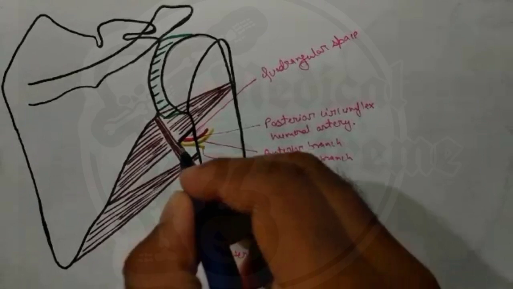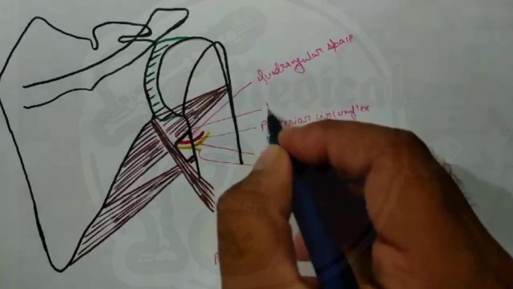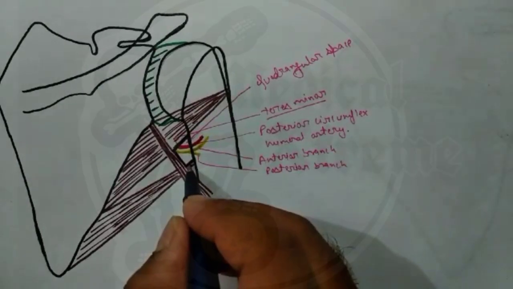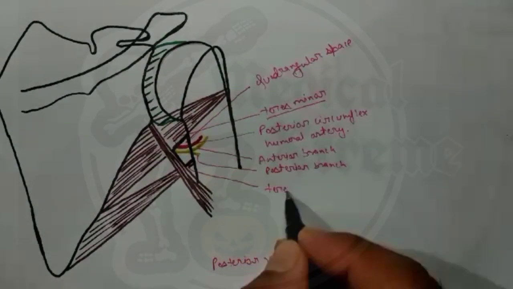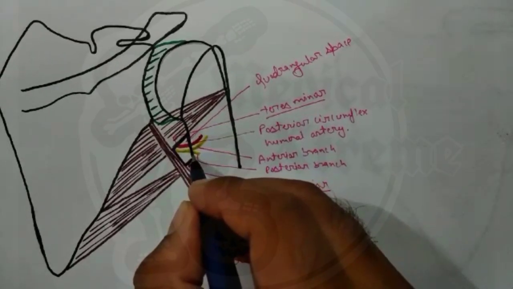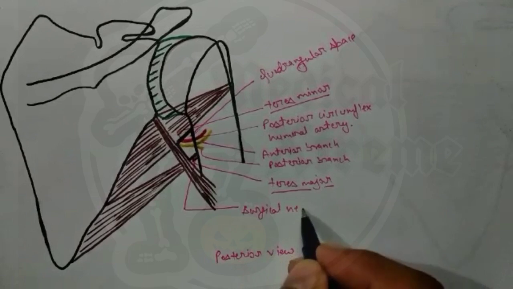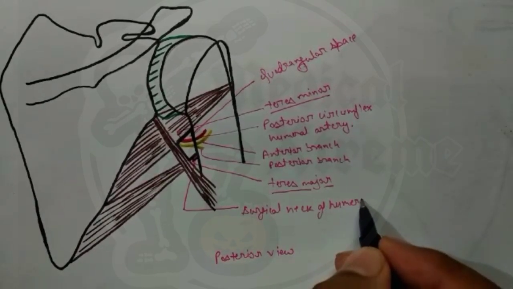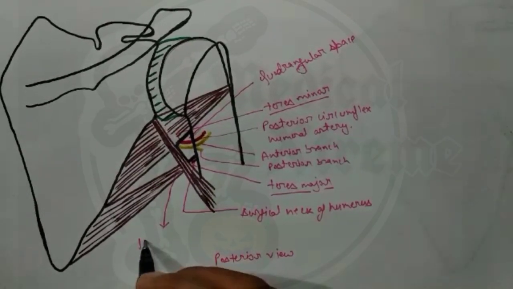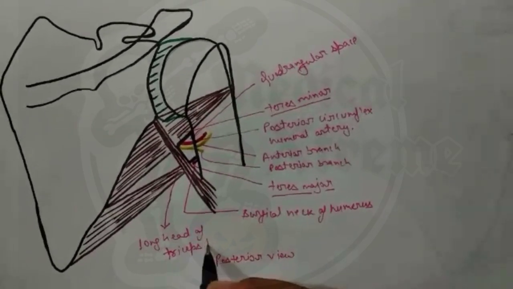In this quadrangular space, axillary nerve is related superiorly to teres minor muscle, inferiorly to teres major muscle, laterally to surgical neck of humerus, and medially to long head of triceps brachii.